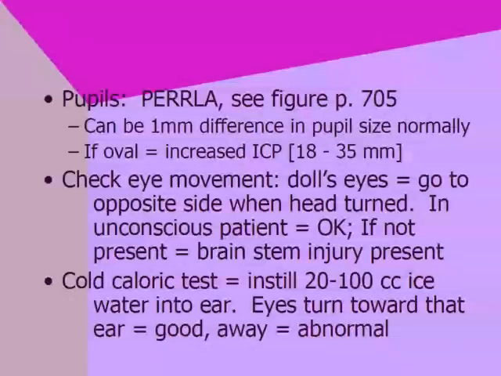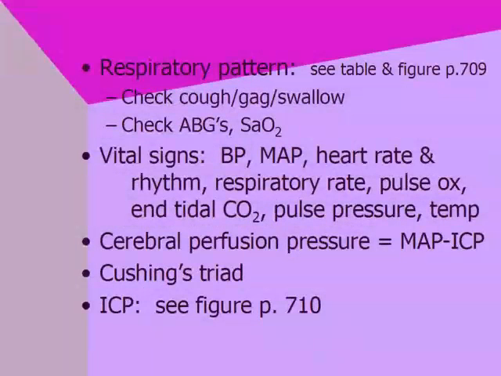Your oculovestibular reflex is on page 708, and the cold caloric test is there also. Now, the cold caloric test can only be done with a patient in coma, and this is where you instill 10 to 100 milliliters of ice water, and I mean ice water, into the ear. The eyes will turn toward that ear if there's brainstem function. If it turns away, it's abnormal. If there's no reaction, there's no brainstem activity, and your patient is effectively brain dead. This is only done by neurologists or physicians, not by nurses. You need to assess their respiratory pattern, and there's a table and a figure on page 709 that talks about them.